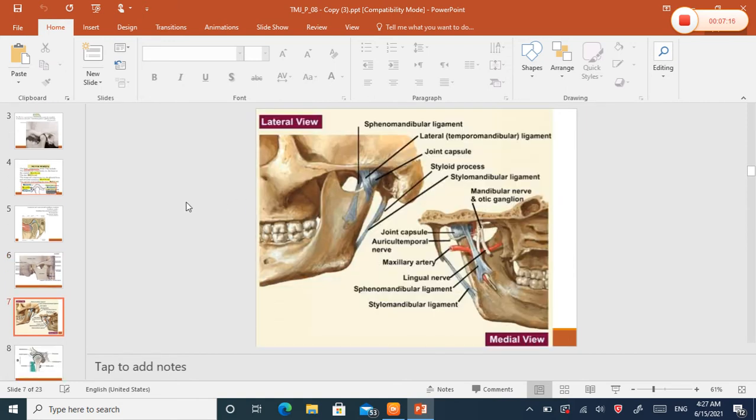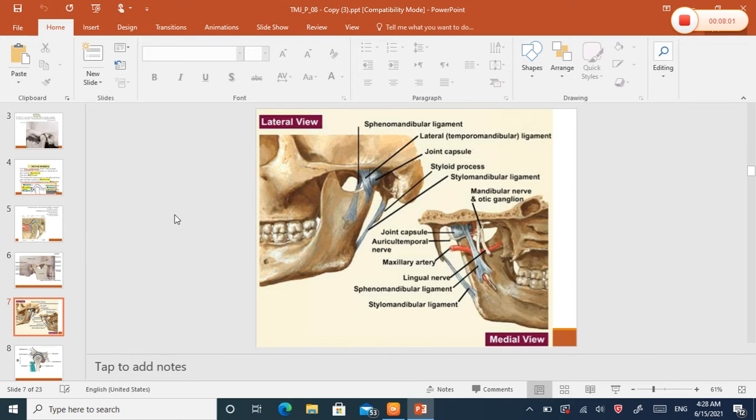We have what we call the capsular ligament. This is the sphenomandibular ligament. And this is the temporomandibular ligament. And this is the stylomandibular ligament. So we have three ligaments. Capsular ligament, a synovial capsule which completely surrounds the condyle, divides into four portions: anterior portion, posterior portion, internal portion, and external portion.